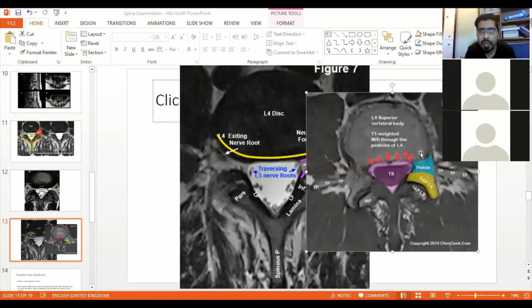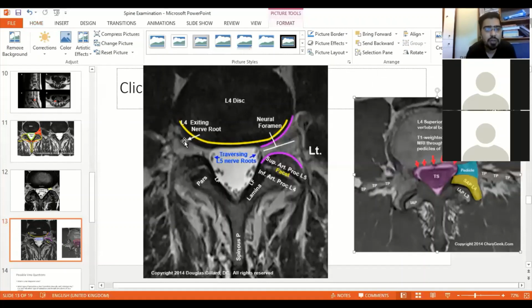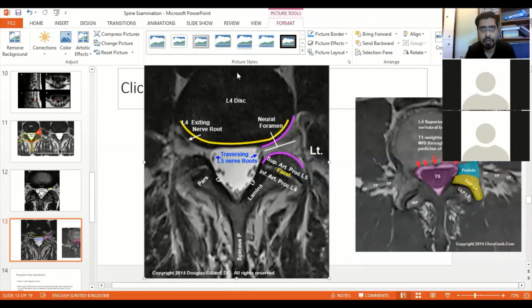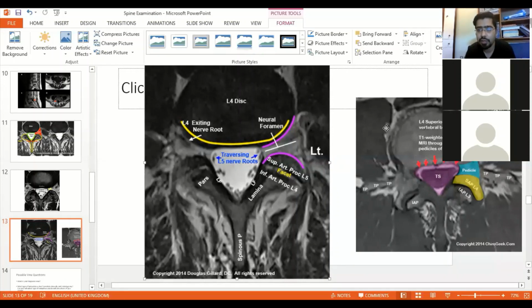Now look at this, this is one slide and it is an L4 disc, the exiting nerve root is L4. This is the exiting nerve root L4. This is the neural foramen. This is the traversing nerve root that I have told, L4, that is traversing. L4-5 nerve root at the posterior aspect. This is the spinous process. These are the laminae, pars, superior articular process, inferior articular process. These two pictures are very important. These will help you more. So these two pictures are very important.